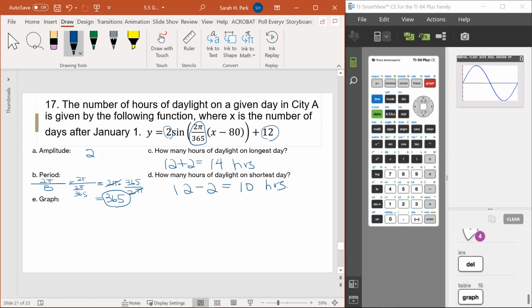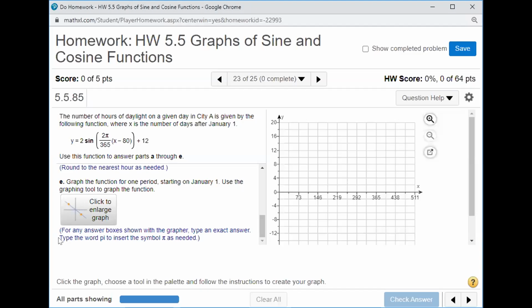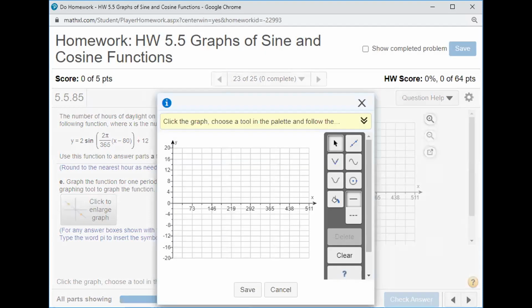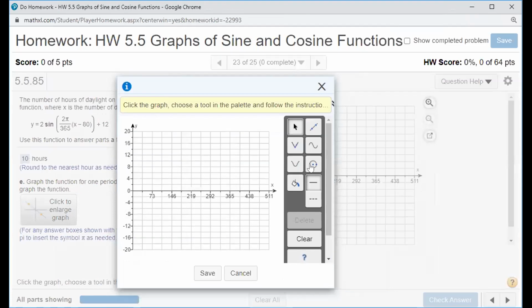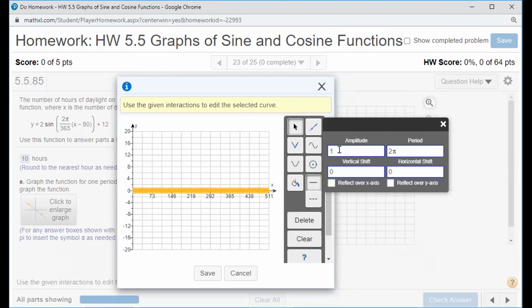To graph this, I'm going to hop on over to how to do this on the homework to show you how to do it. We would click on the graph. And because it's a sine function, we're going to pick the sine tool. Just place it there. Put the amplitude in, 2. Period, we said it was 365.